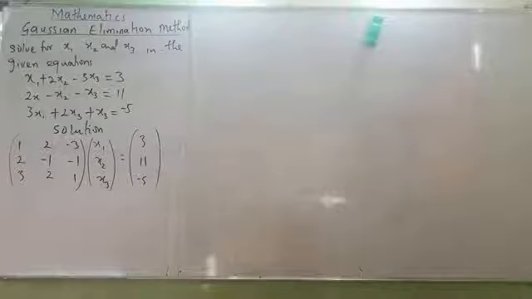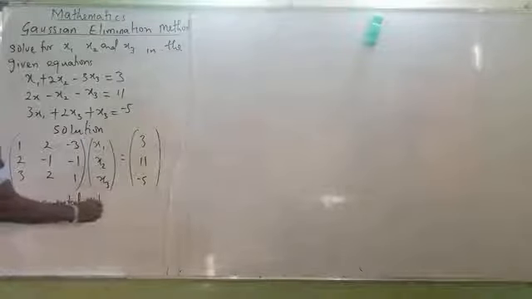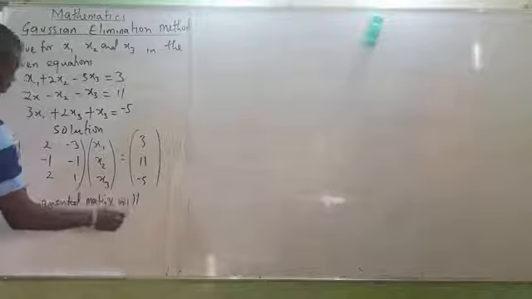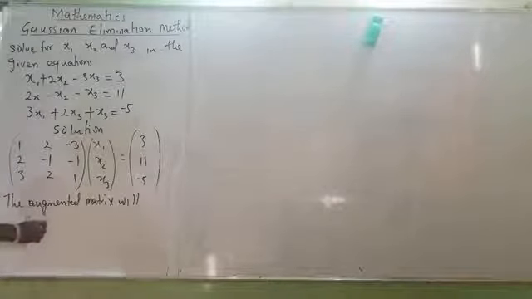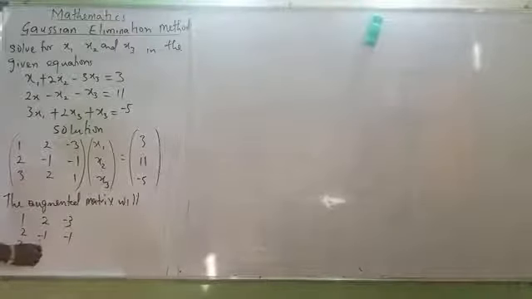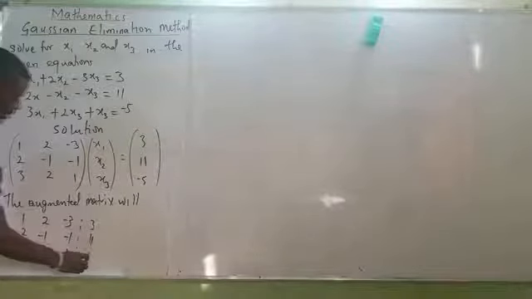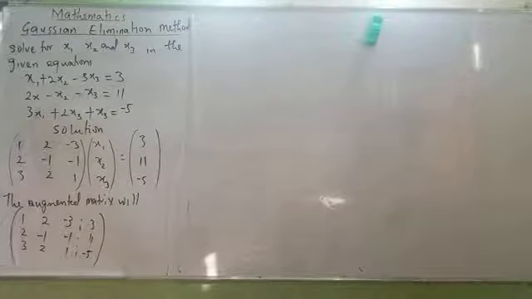Now, I will make it augmented, like the augmented matrix, which is going to be what? 1, 2, minus 3, 2, minus 3, 2, 1, and what? 3, 11, and minus 5. Can you see? Now, at this point, I can start to reduce. Let's start to reduce this particular matrix.